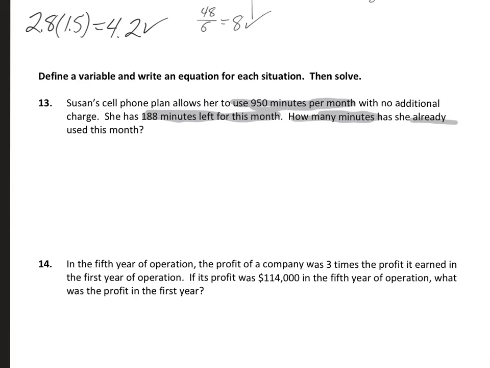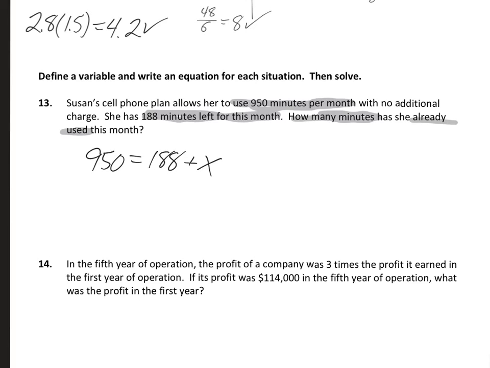So already used. Okay, so thinking about this, she's allowed to use 950. Okay, so we have 950. She has 188 minutes left. How many has she already used? Am I going to add or subtract anything to that 950? No, I'm not. So I'm going to put that I have 188 that we have left plus the amount that we've used. I'm just going to use any variable that I want. Right now I just want to use x.